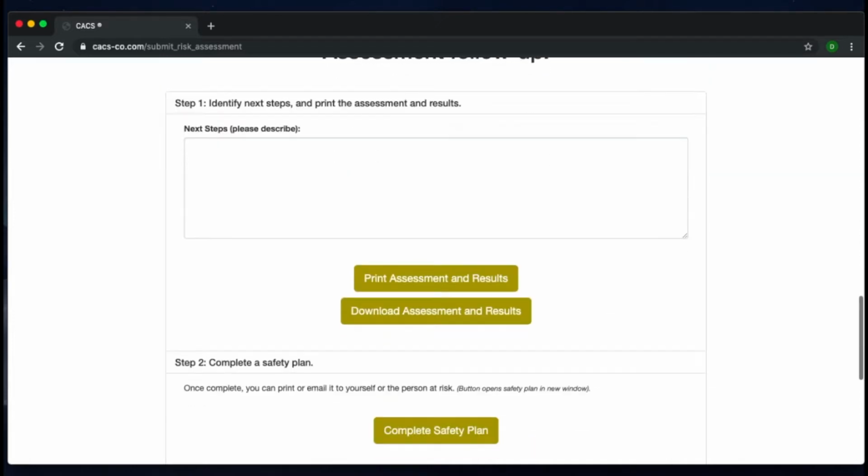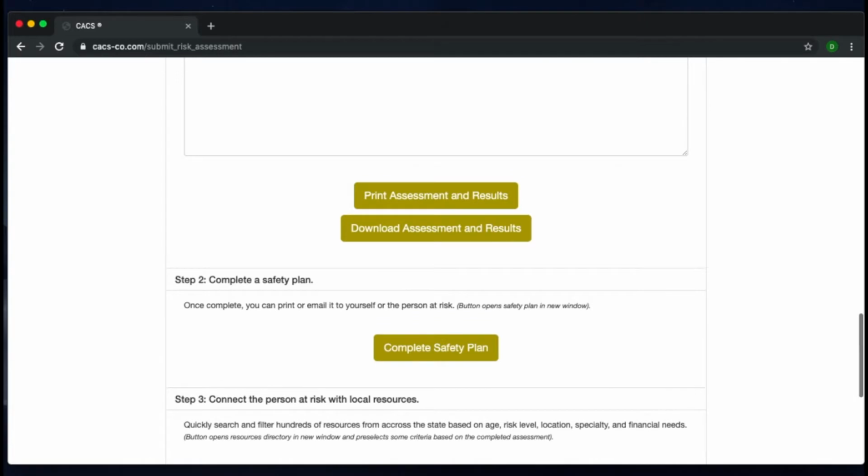You can also print or download the assessment depending on what kind of internet browser you're using. So Google Chrome or Firefox or Safari, these are things that, depending on which one you load the app in, you can then have an option to download a PDF for your paper trail.